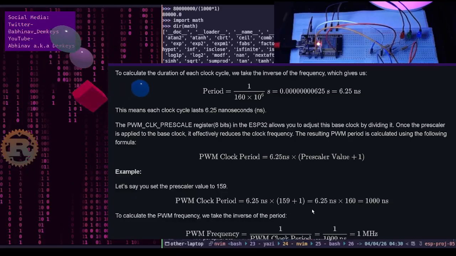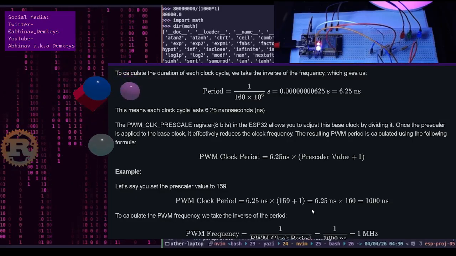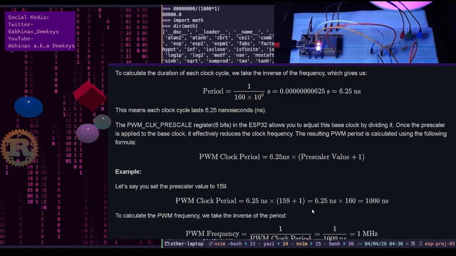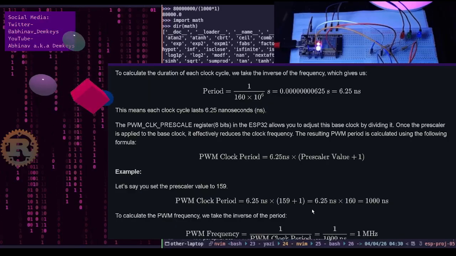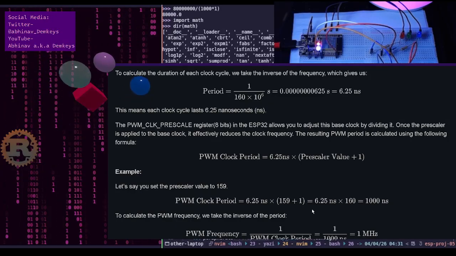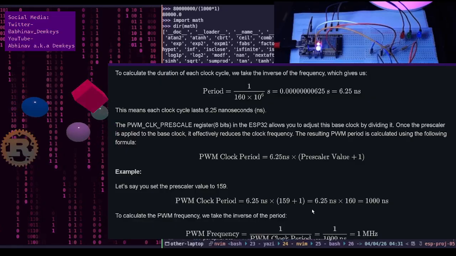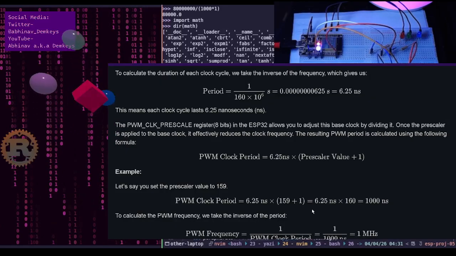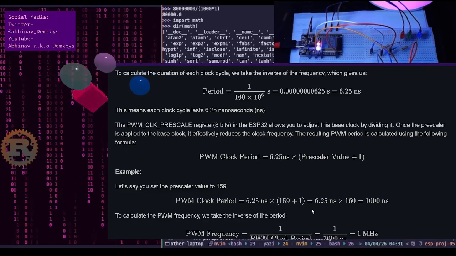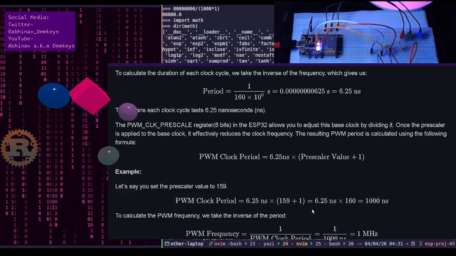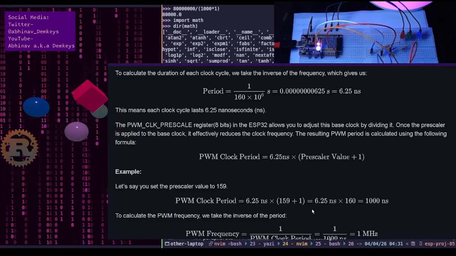The PWM clock prescale register, 8 bits in the ESP32, allows you to adjust the base clock by dividing it. Once the prescaler is applied to the base clock, it effectively reduces the clock frequency. The resulting PWM period is calculated using the following formula.